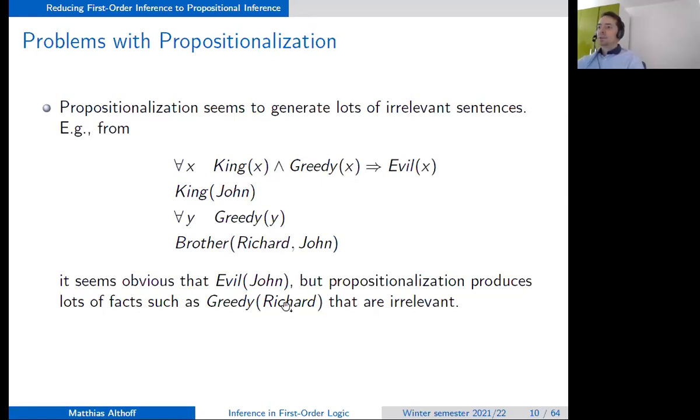However, if you would use propositionalization, then we would produce a lot of facts such as Richard is greedy, which are completely irrelevant. And can anybody think of how many kinds of replacements we might have to do in the worst case?